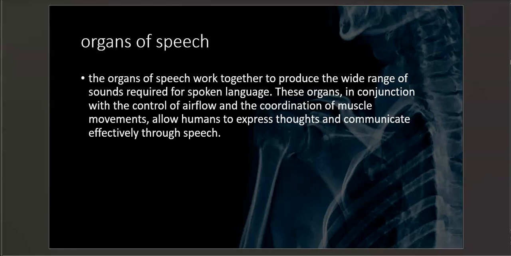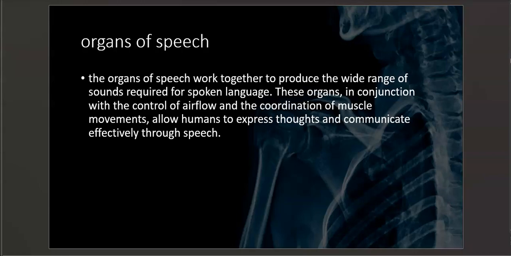There are a variety of sounds. So these sounds are produced when these organs work together to help us produce sounds. With the control of the airflow and the coordination of the muscle movements, they allow us to express our thoughts, communicate, send information, and give our speeches to people to listen to, okay? So do not forget about that. It's very important for us to remember that the organs of speech are very essential in letting us talk.